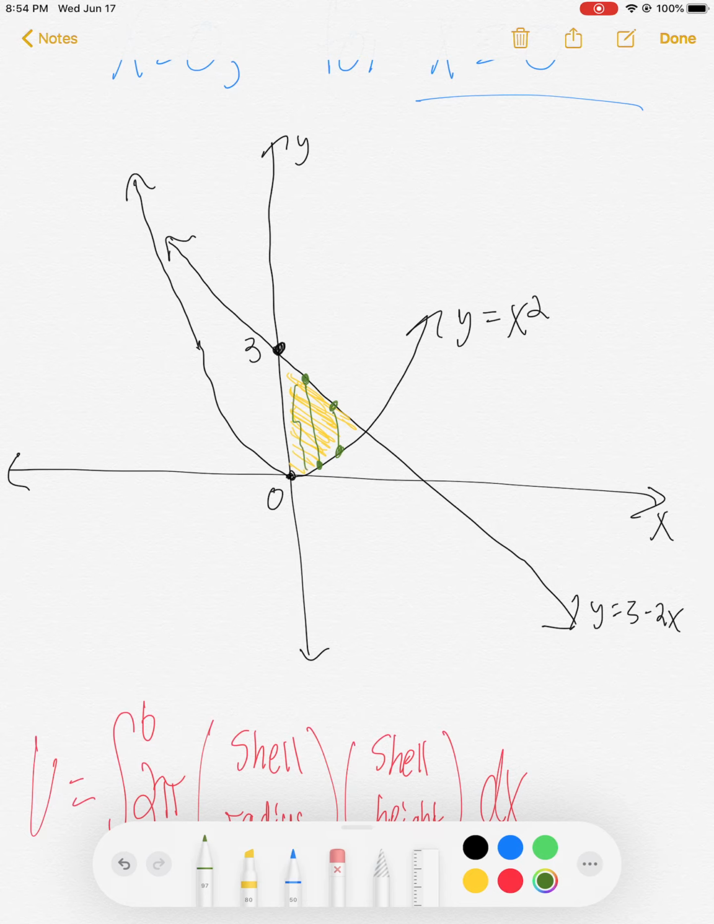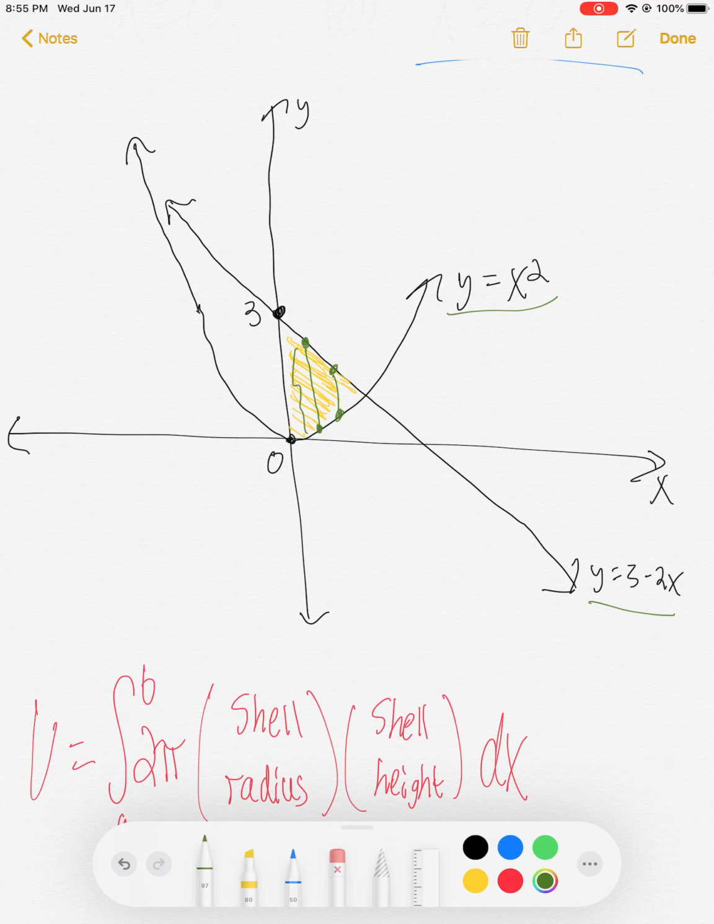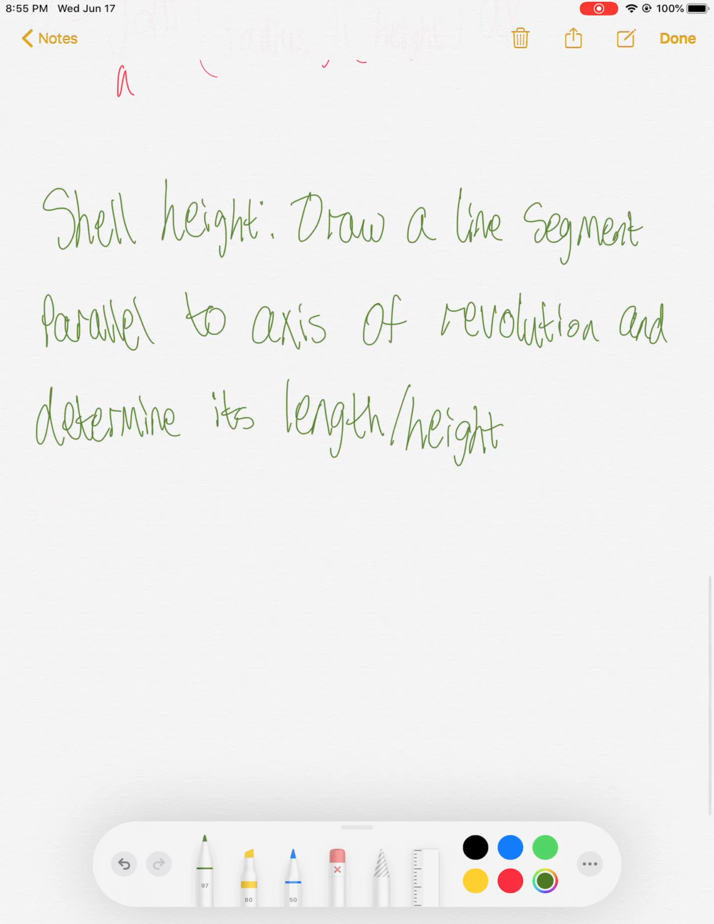If I want to know the height, say, of this little olive green region here, the height of that line segment, well, that's just going to be the value of this top function. Here we can see that the function on top over this region is y equals 3 minus 2x, minus the bottom function, which in this case is y equals x squared. And same thing, of course, for this right-hand green segment. The height of that second line segment is still just the value of 3 minus 2x minus the value of x squared.